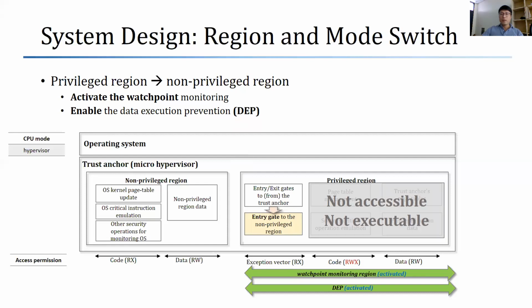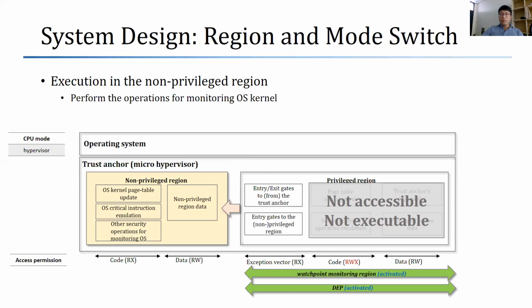Activating the watchpoint makes the privileged region non-accessible, and enabling the DP makes the privileged region non-executable, because the privileged code is mapped as writable, as already mentioned. After isolating the privileged region, we can execute in the non-privileged region to provide the requested service from the OS.